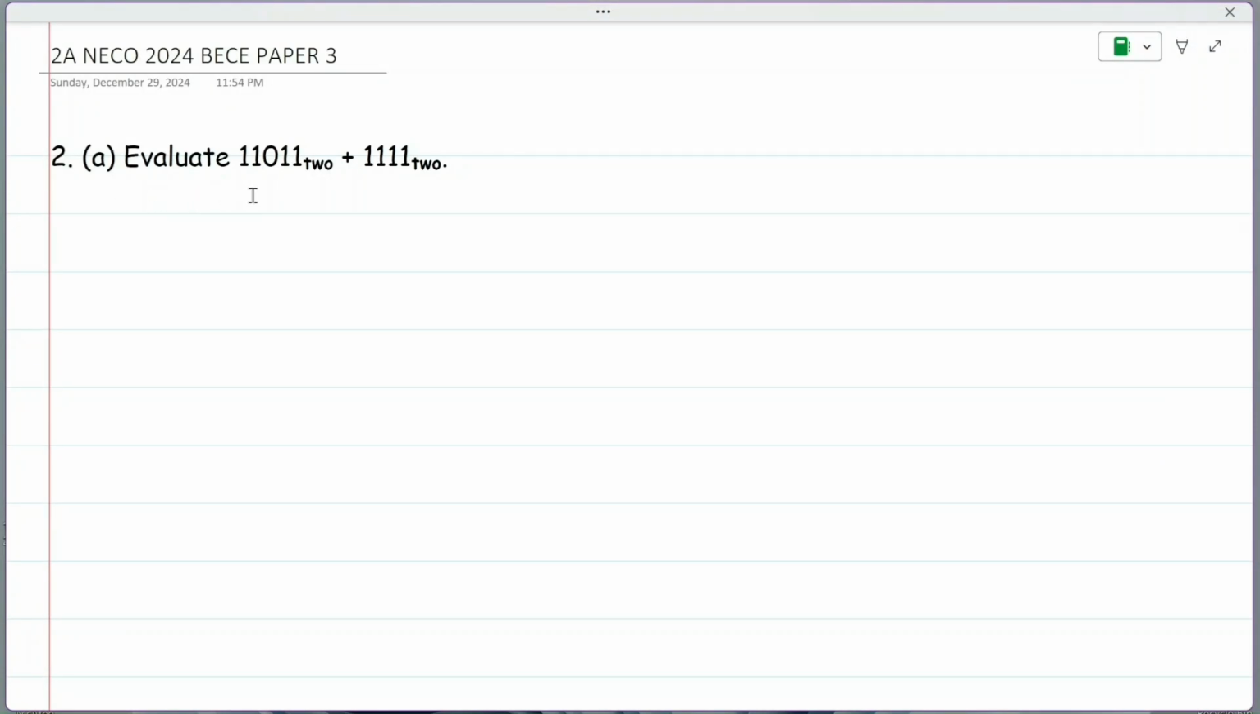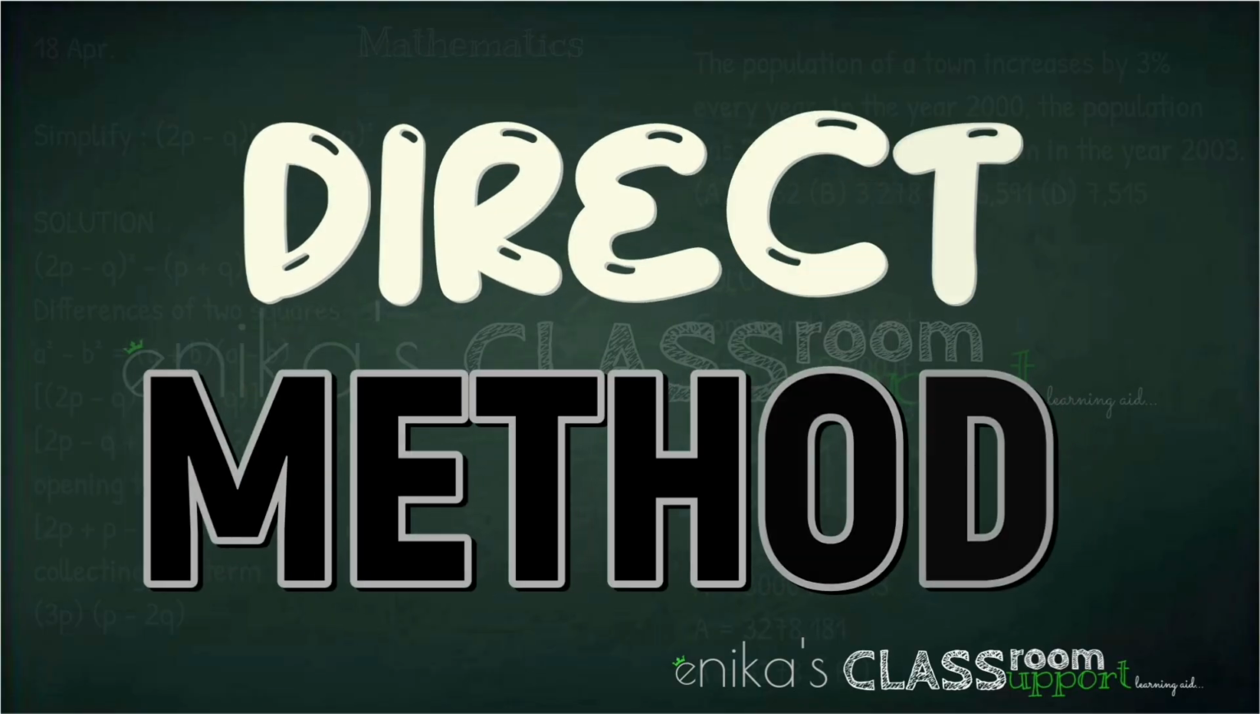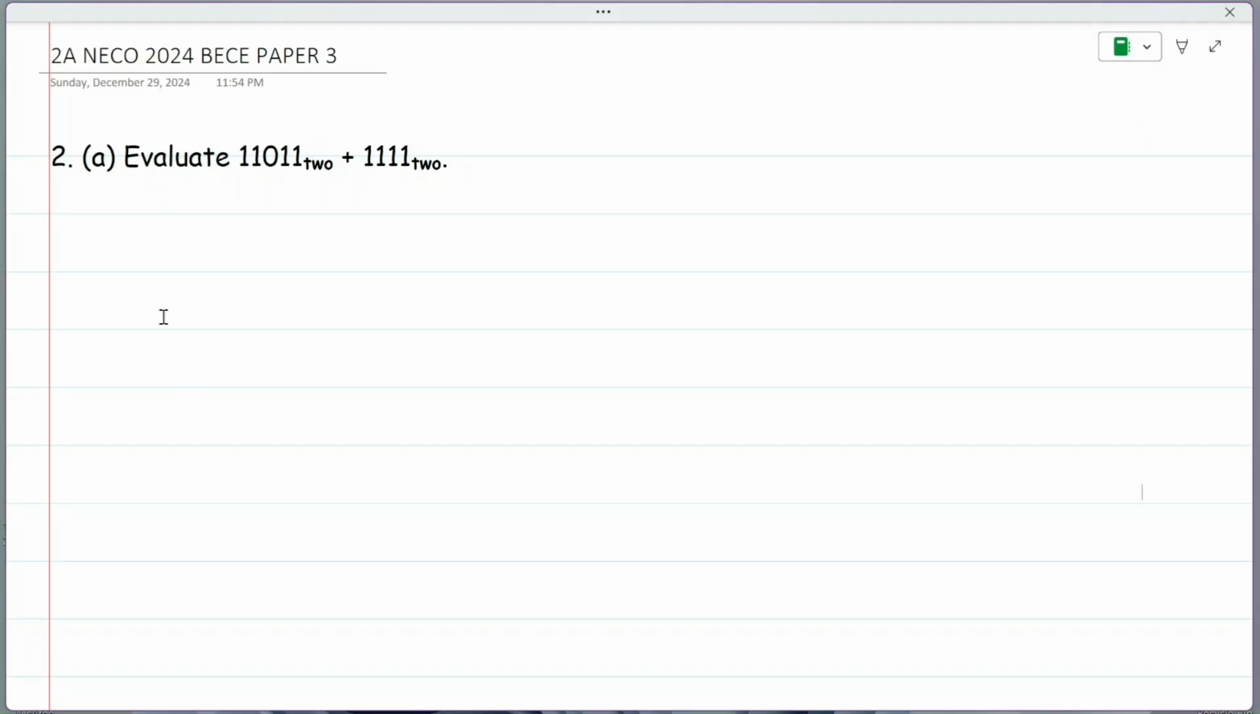Question 2a. Evaluate 11011 base 2 plus 1111 base 2. This is simply telling you to add these numbers in base 2. There are two ways to actually solve this question. Either you add them directly in base 2, or you convert both of them to base 10, get your answer in base 10, then convert that answer back to base 2. The direct method: we are going to start with solving directly in base 2. It's actually easy and you can easily learn it.